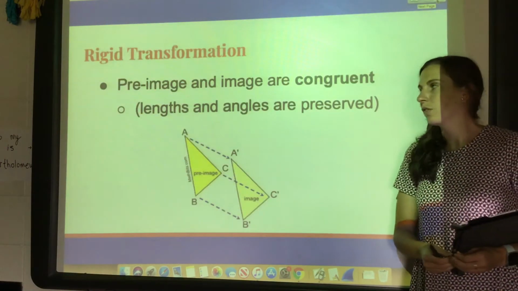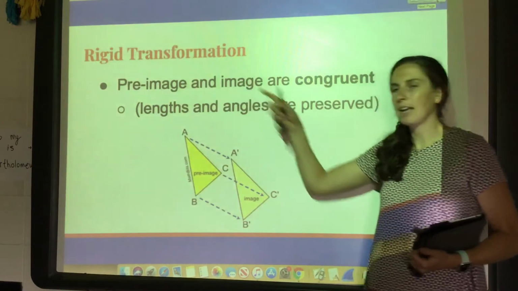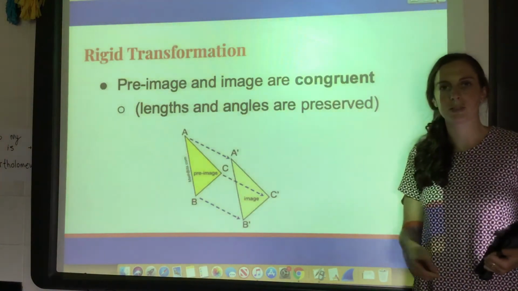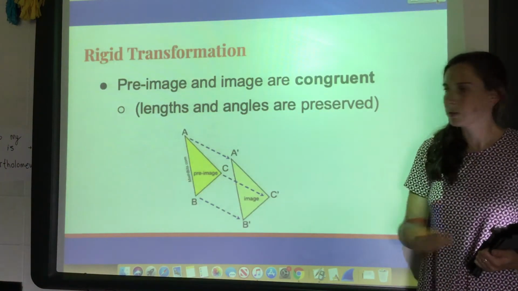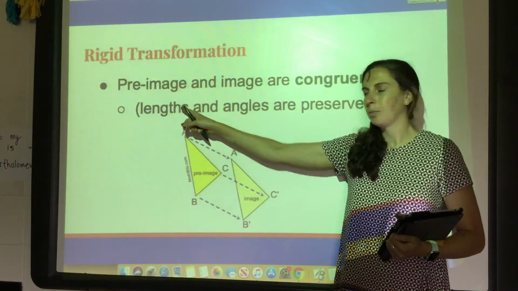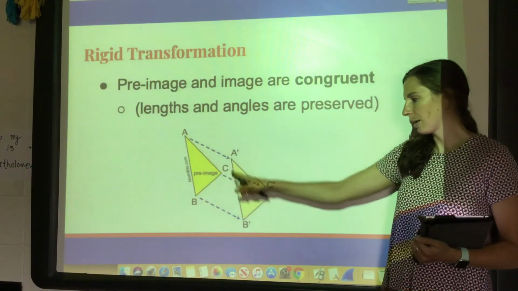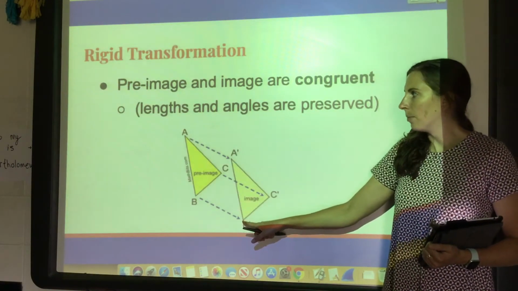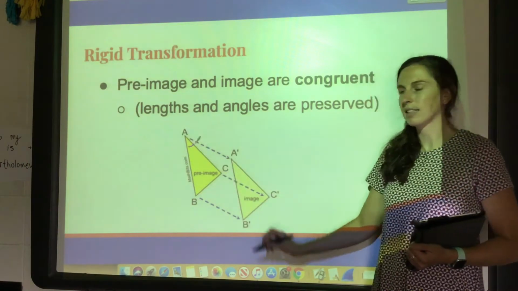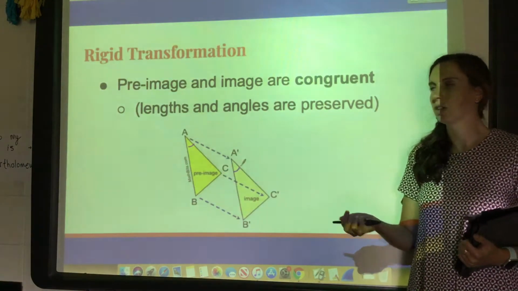So again, for those three rigid transformations, the pre-image and the image are completely congruent. Remember, congruent just means like equal but with shapes. That means all the lengths are preserved, meaning the length of AB is the same as the length from A prime to B prime. And the angles are preserved. So whatever angle A is, that's the same as angle A prime. Everything is congruent, everything is preserved.